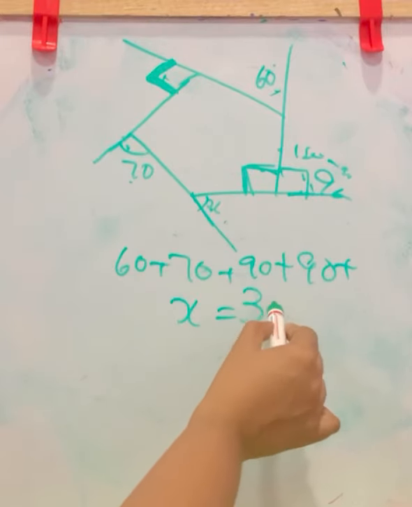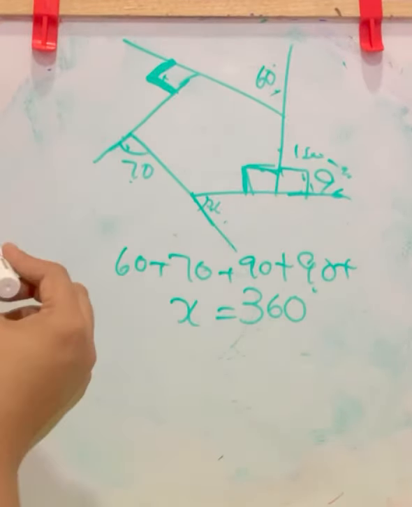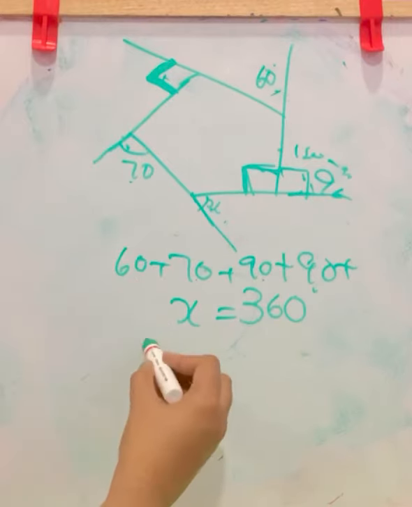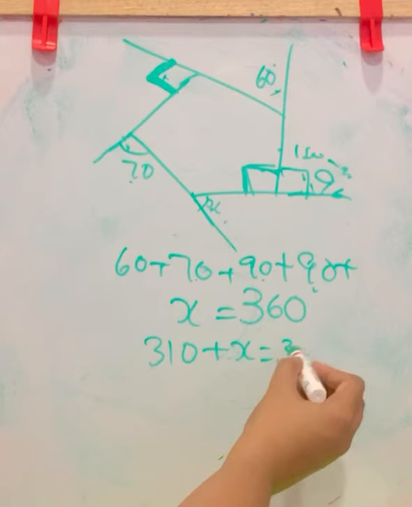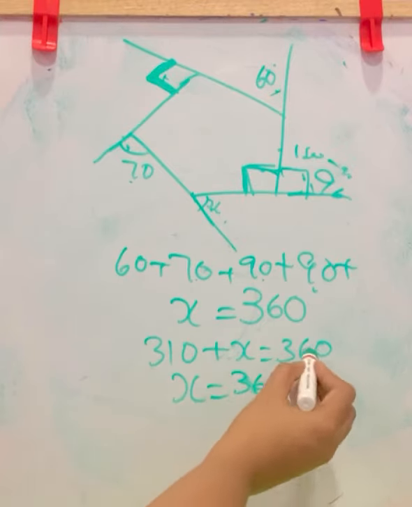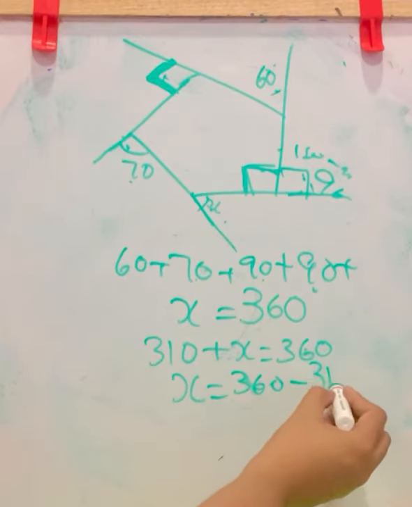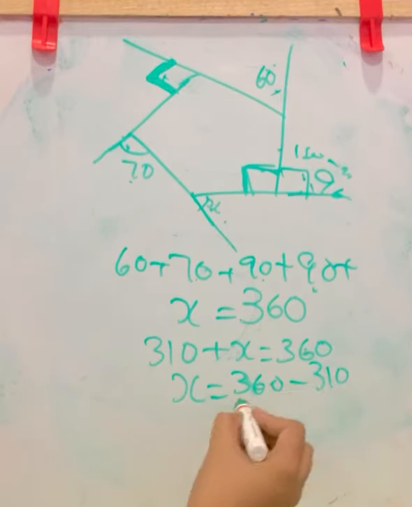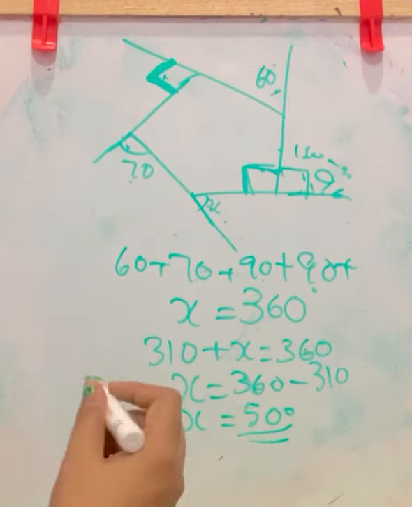So 90 and 90 are the two angles here in the exterior, plus x, equal to the sum of the exterior angles of any polygon, which is 360. Now 60 plus 70 plus 90 plus 90 is 310, plus x equal to 360 degrees. Taking 310 to the right-hand side, it becomes minus 310. 360 minus 310 is 50. So we got the value of x as 50.